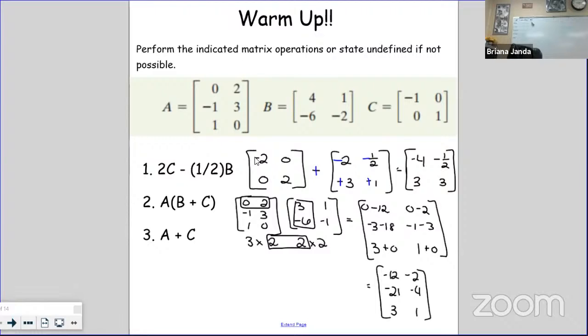Okay, last one, addition. And we didn't get to necessarily see this on that day, but we saw it in our assignment, is that when we do addition, they need to be the same order. We cannot add a 3 by 2 to a 2 by 2 because we don't have all corresponding elements. So part C, we should have said not possible or undefined.